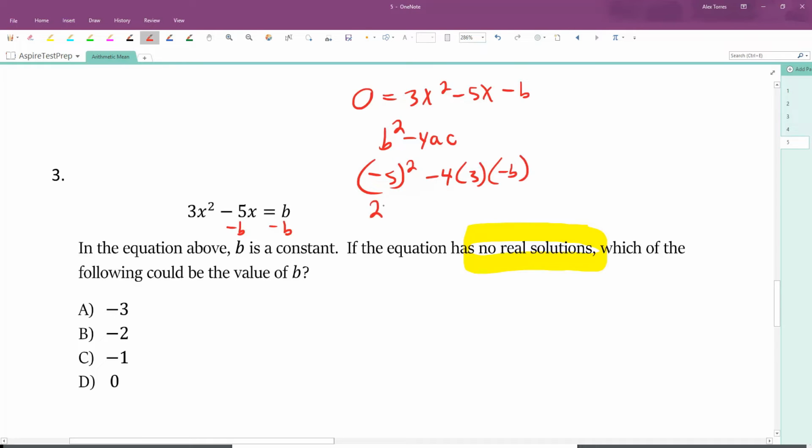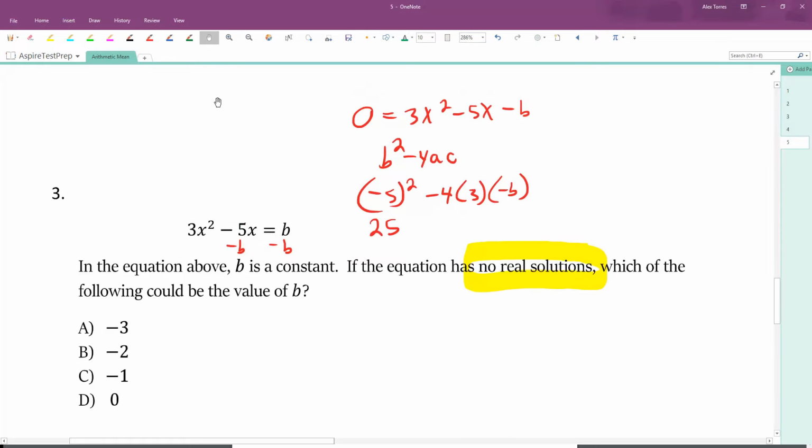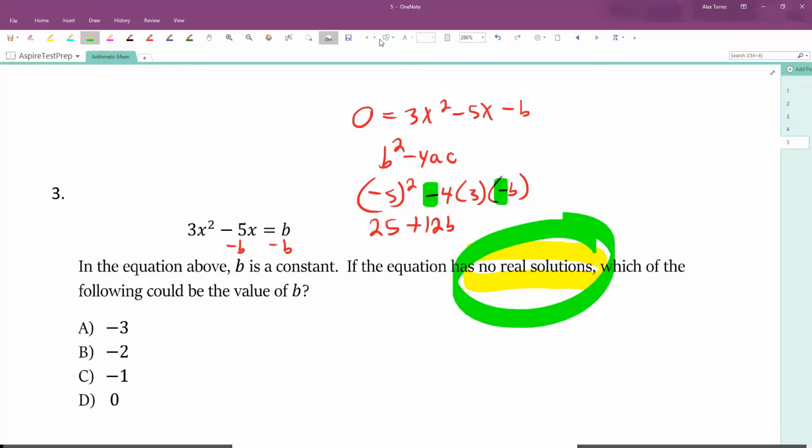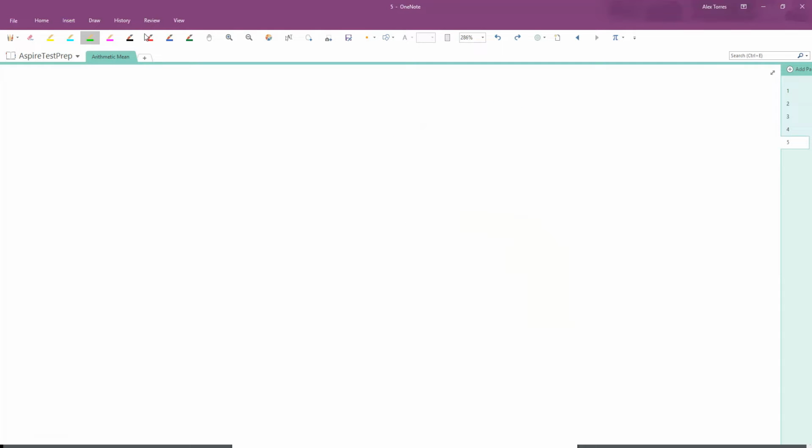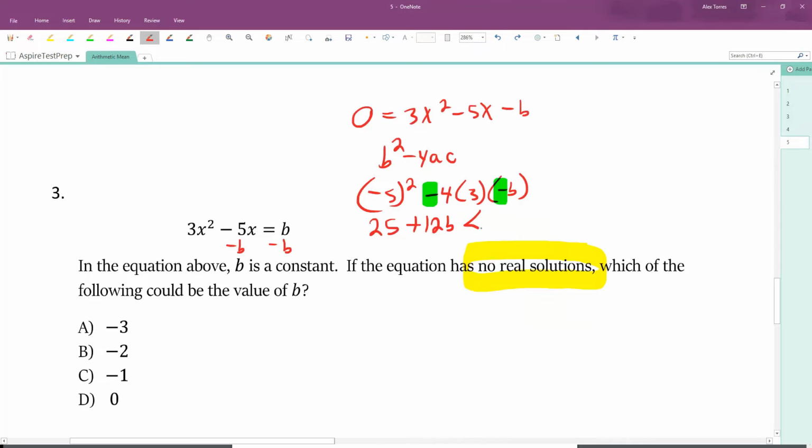Simplifying that a little, we have 25 minus, or actually plus, 12b, because we've got 2 negative signs here, and 2 negative signs make a positive. Now what we said is that there are no real solutions, so that means that the discriminant has to be a negative number. So we can take that and say that it's less than 0, and simply solve that inequality. Taking away 25 from both sides, we have 12b less than negative 25.